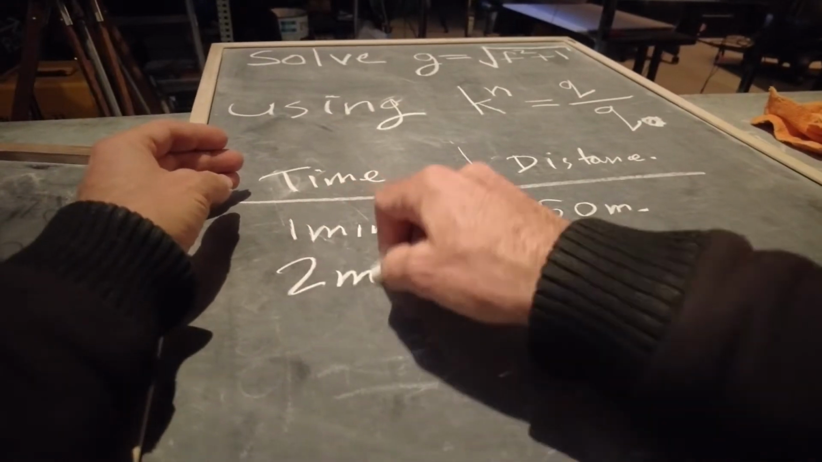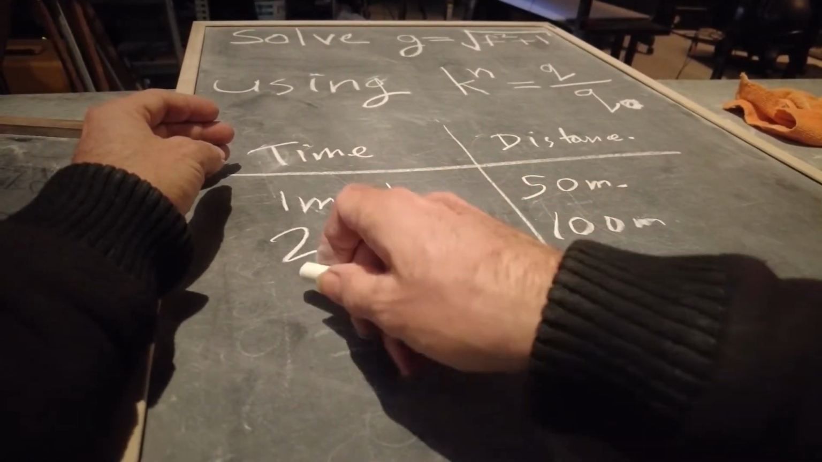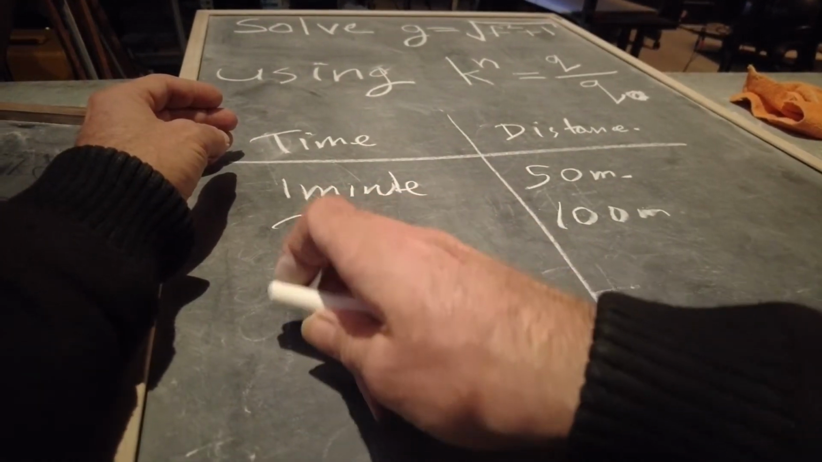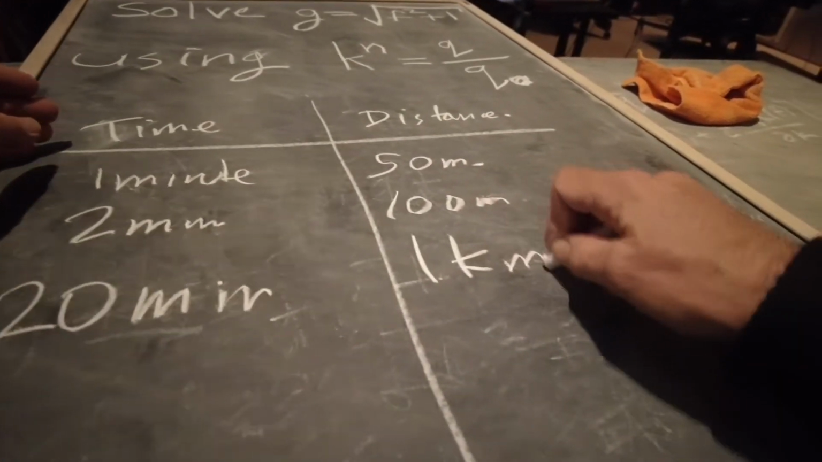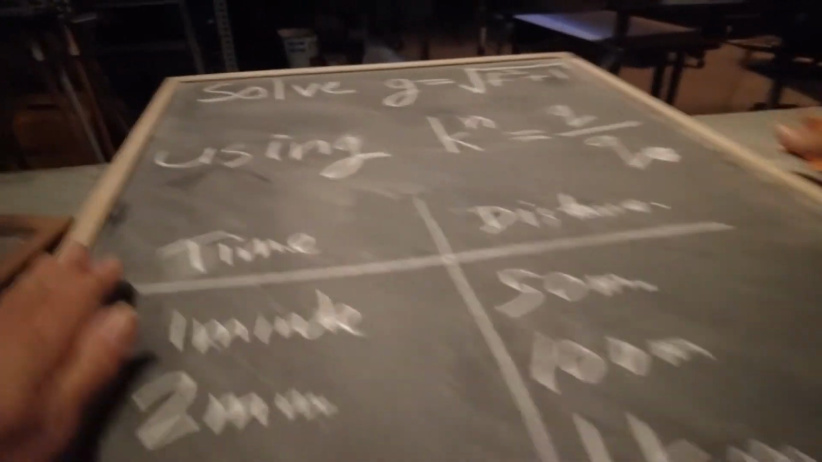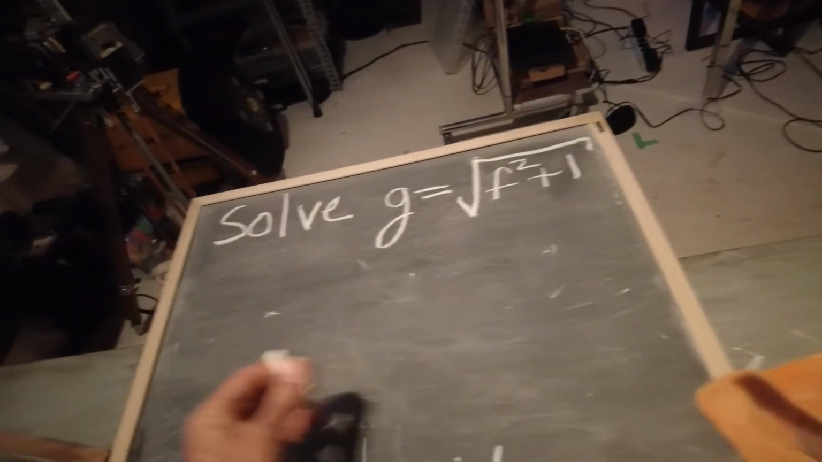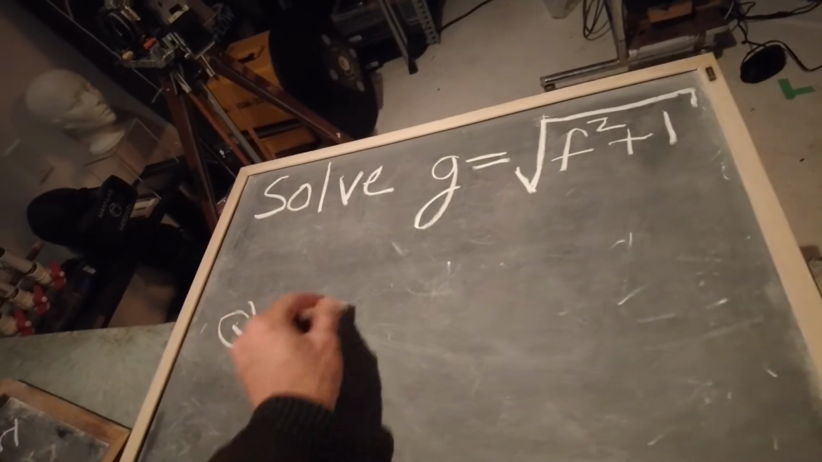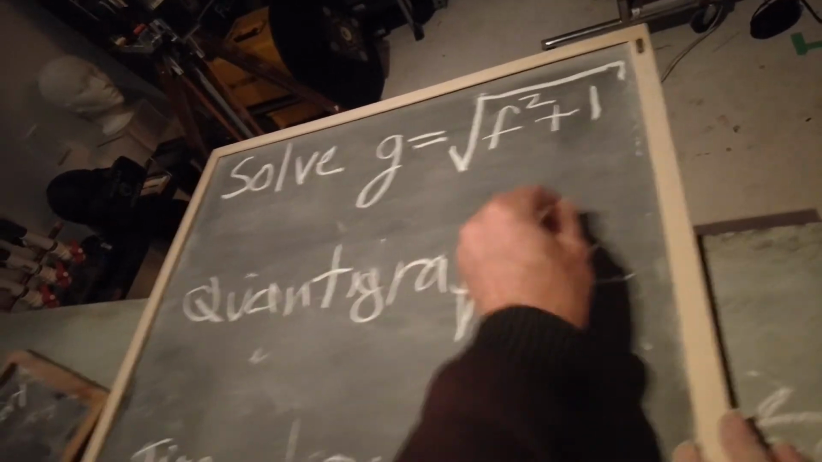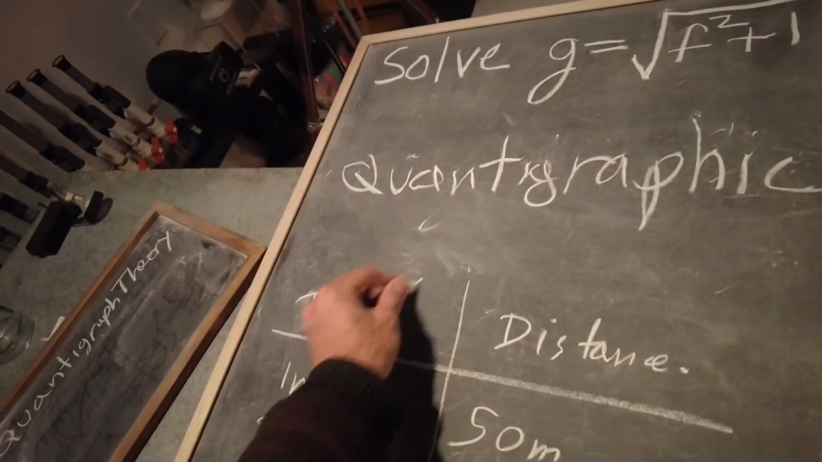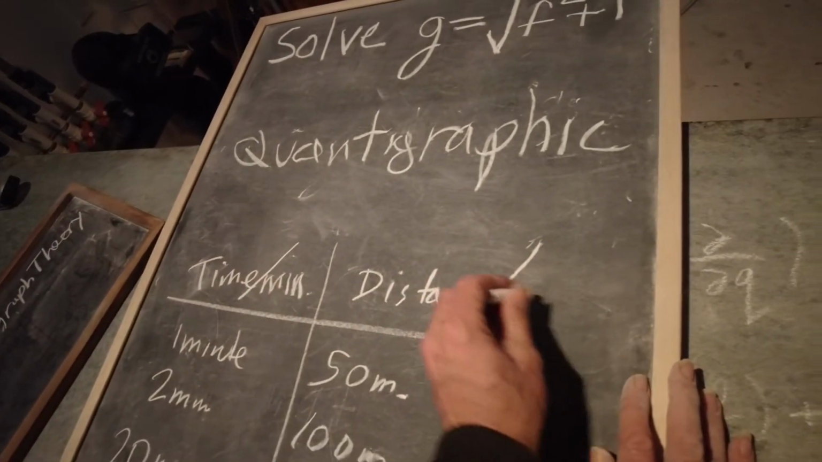And if we have 2 minutes, then we're going to swim 100 meters. And as you continue to increase the time, you'll have 20 minutes, and then you'll have 1 kilometer. The way to look at this quantigraphically, the way to think quantigraphically, is to change this to time divided by minutes, and change this to distance divided by meters.